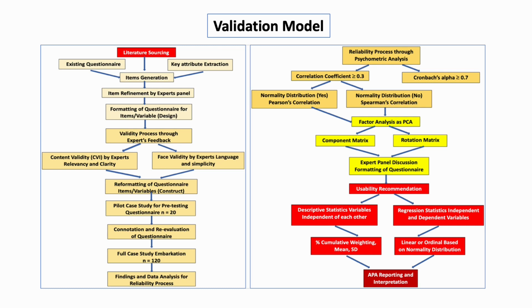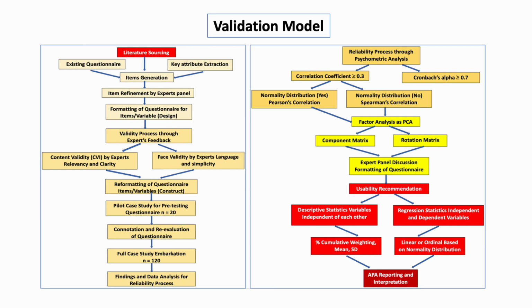And this reliability is done through the correlation coefficient, which should be 0.3 onward, and Cronbach's alpha acceptable at 0.7. If the data is normally distributed, the correlation is Pearson's correlation. If normality of distribution is in question, then Spearman correlation is performed.